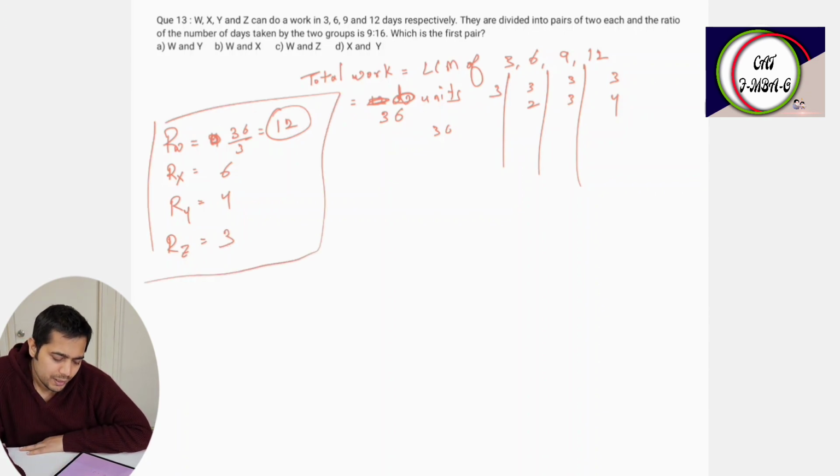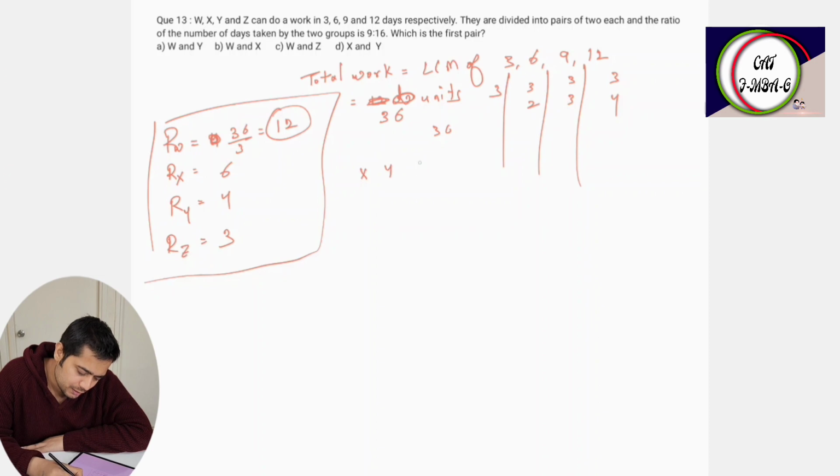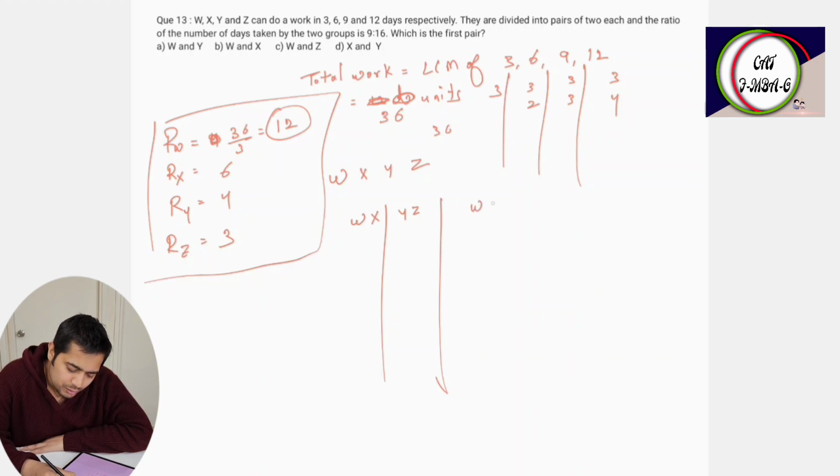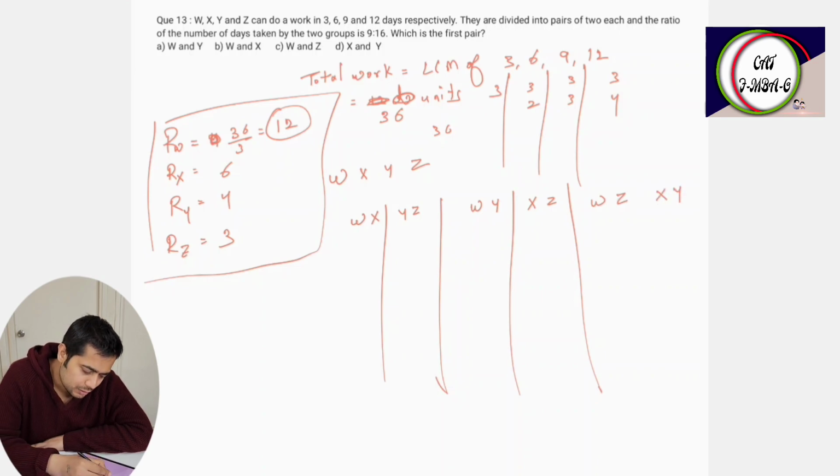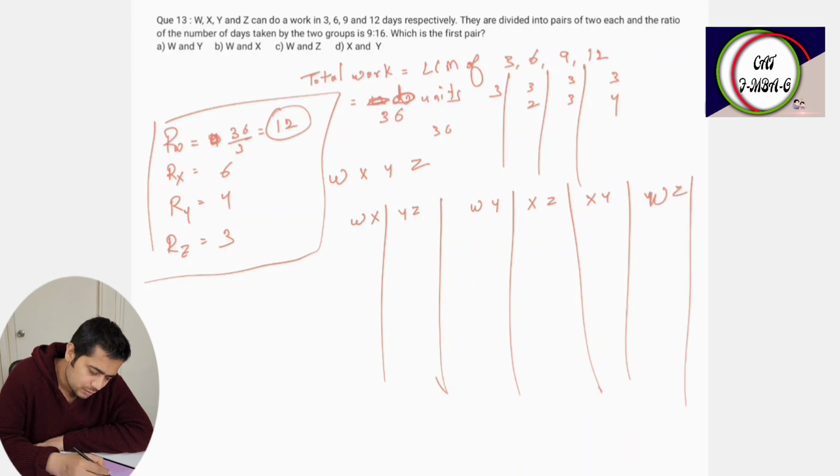Okay. They were divided into pairs of 2 each. W, X, Y, Z. So pairs can be W, X and Y, Z, or W, Y and X, Z, or W, Z and X, Y. Or you can write it as X, Y and W, Z. These two pair, these two pair, these two pair.